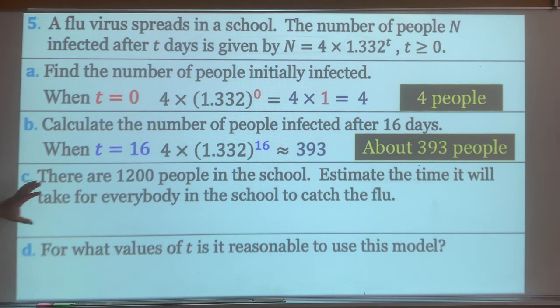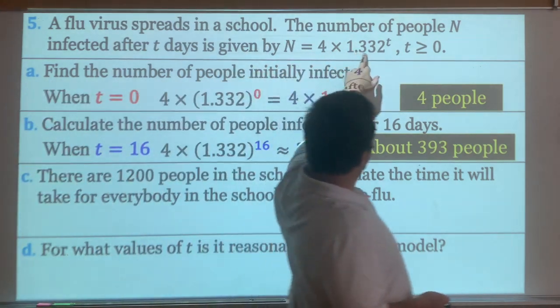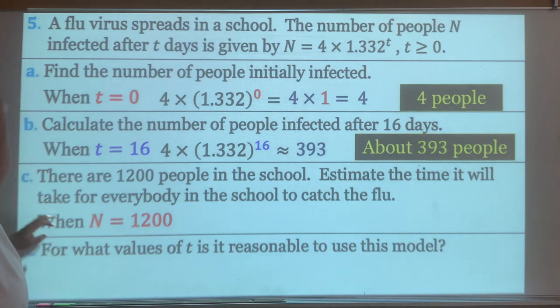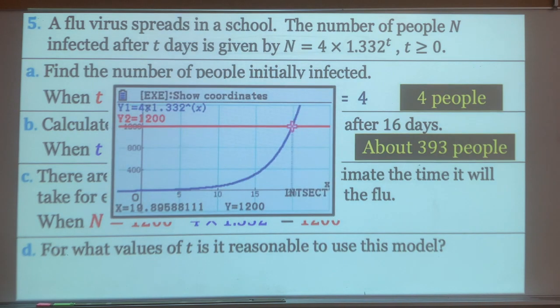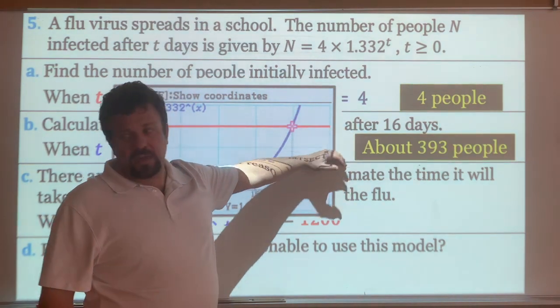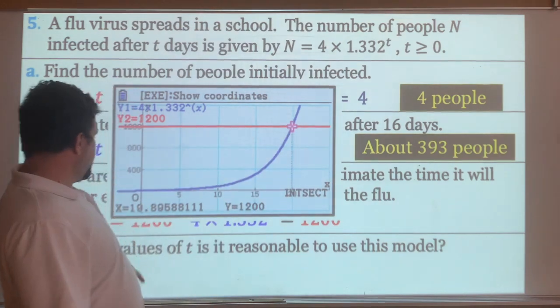Now there's 1,200 people in the school. Estimate the time it will take for everybody in that school to catch the flu. We have to use our calculator. So you're going to set this equation: 4 times 1.332 to the T. Okay, that's going to be Y1. And then your second equation is going to be 1,200. I'm just going to put this up here instead of going through all the calculations. Here's the first one. Here's the second one. All right. Second calc, number 5, intersect. Enter, enter, enter. We'll just pretend like we went over there.